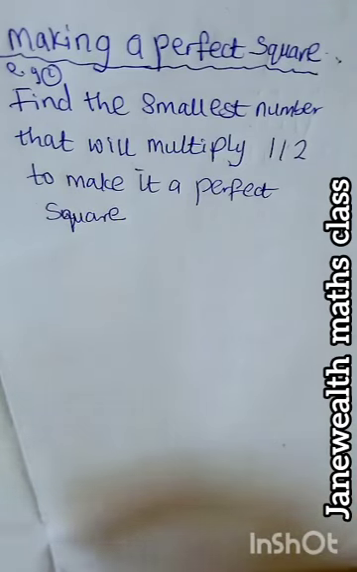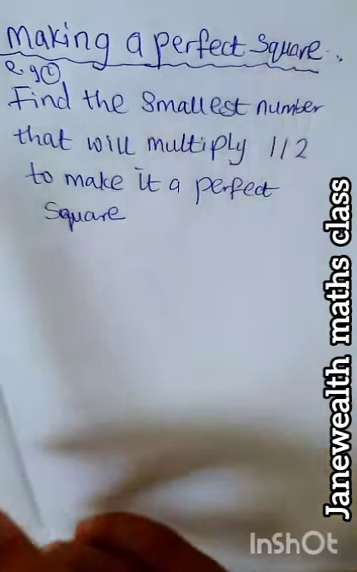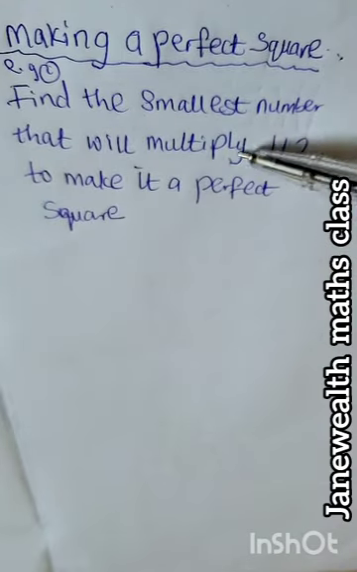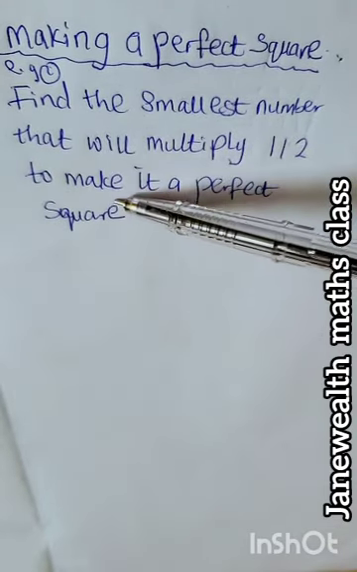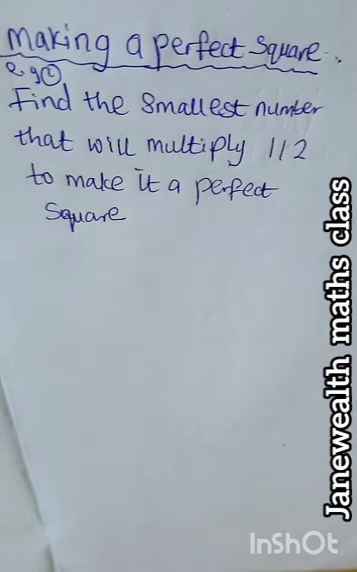Today we want to talk about this topic, making a perfect square. Find the smallest number that will multiply 112 to make it a perfect square. To make it what? A perfect square. What is a perfect square?